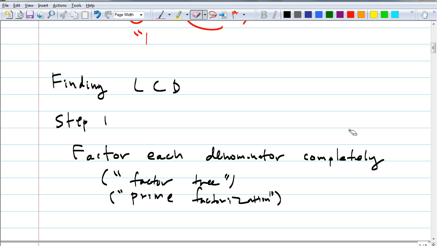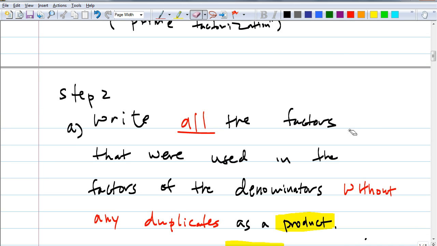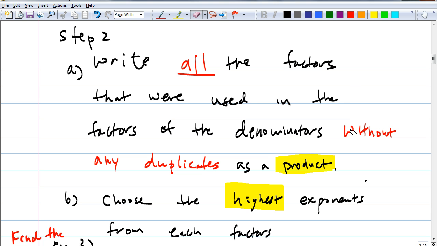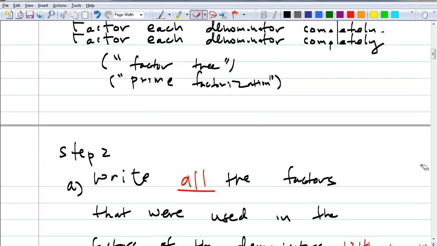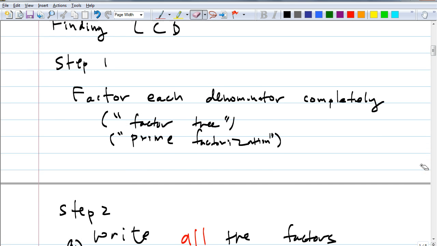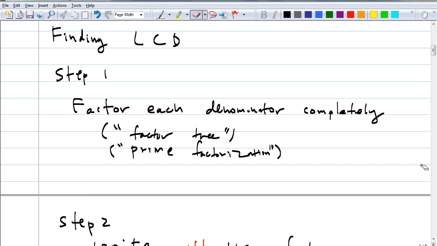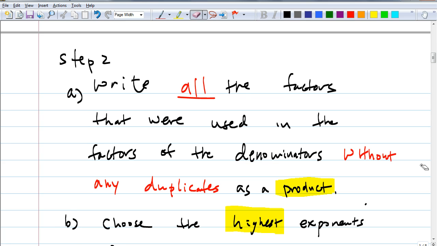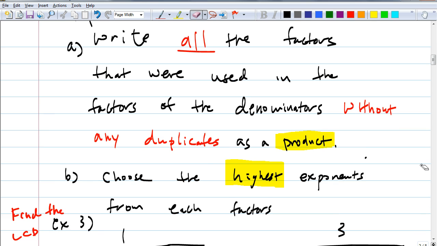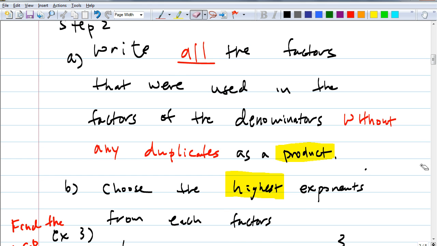And step 2, let me tell you what I wrote down. This is in my own words, if it makes any sense. Step 1 says just factor each denominator completely. Step 2 is this: write all the factors that were used in the factors of the denominators without any duplicates as products.